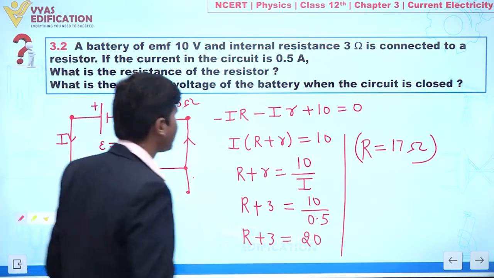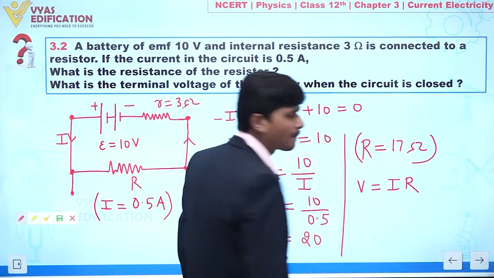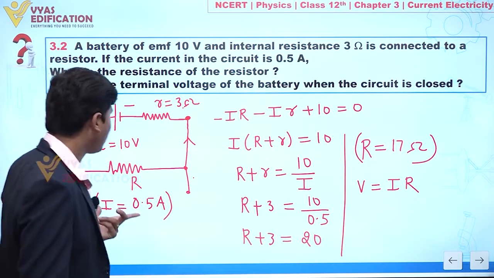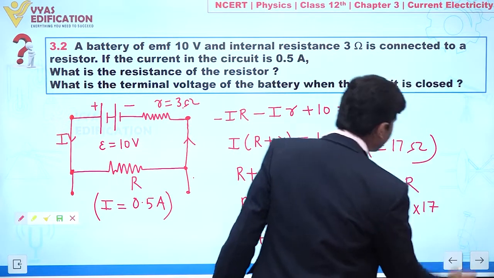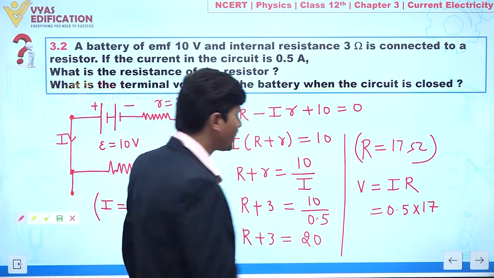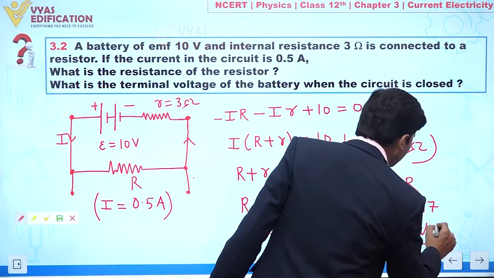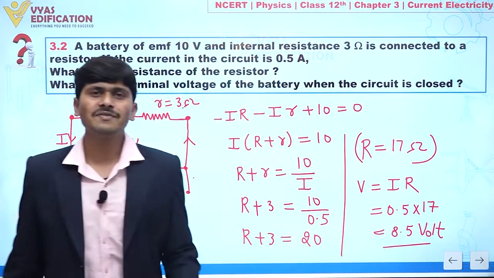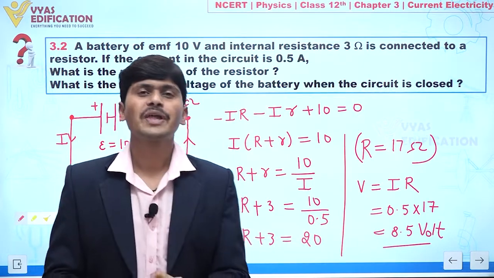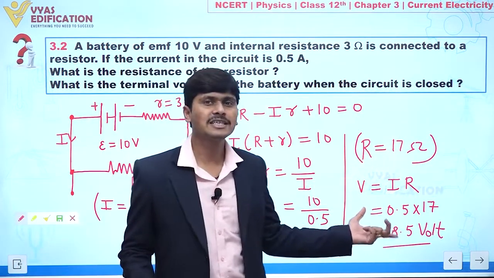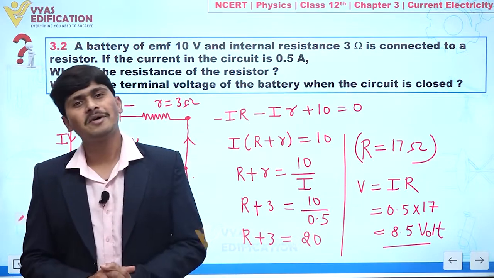So directly we can find it, it is given by IR. Clear to you? So the value of I we have, this is 0.5, and this is multiplied with 17. Clear? So from here we are getting the value 8.5 volt. Yes or no? So in this question we are getting the value of capital R, the external resistance, this is 17 ohm, and the value of terminal voltage is 8.5 volt. Clear? So this is all about this question.